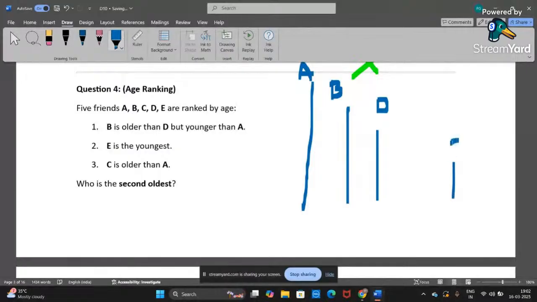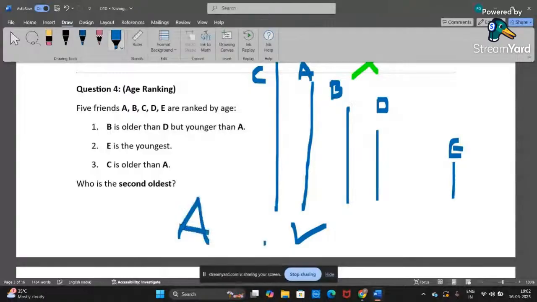So let us write here. C is older than A. That means here. Right? Okay. Who is the second oldest? We can easily identify that A is the second oldest person, right? Got it? Any doubt? Okay, we'll move on to next.